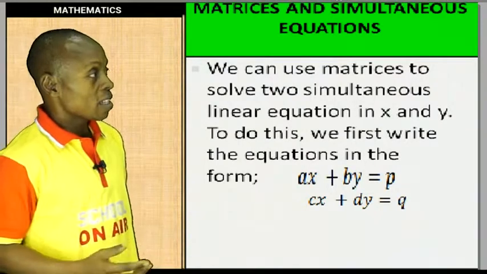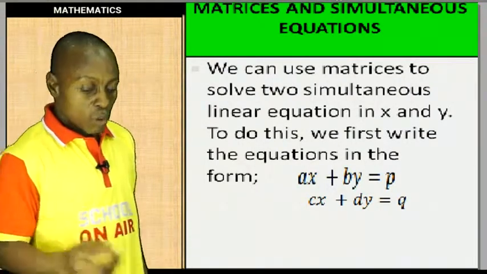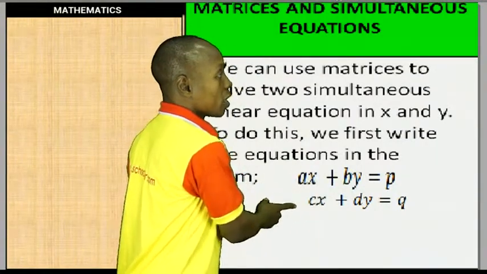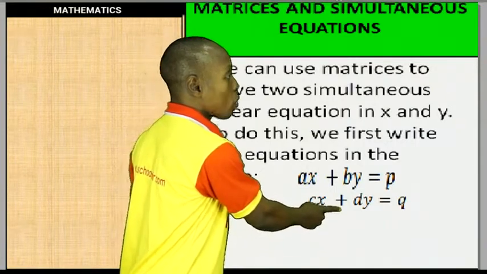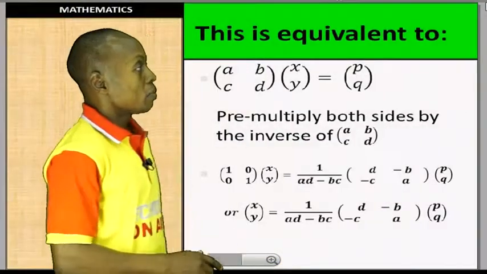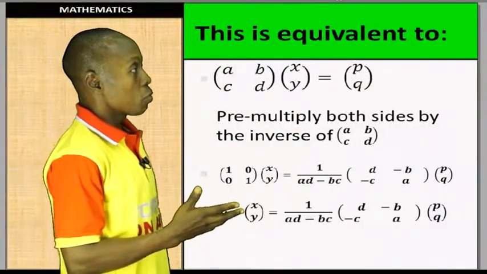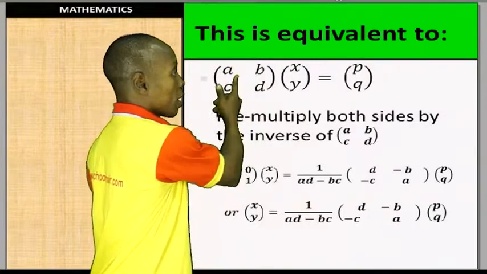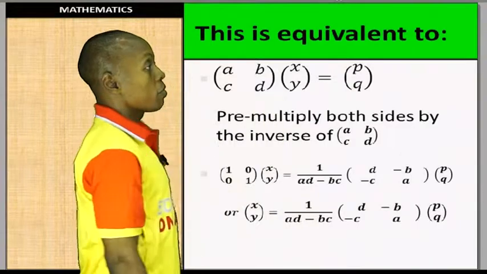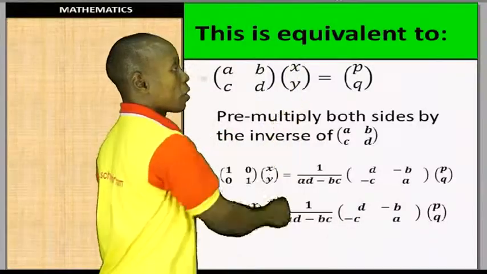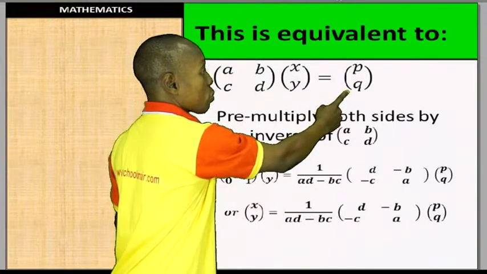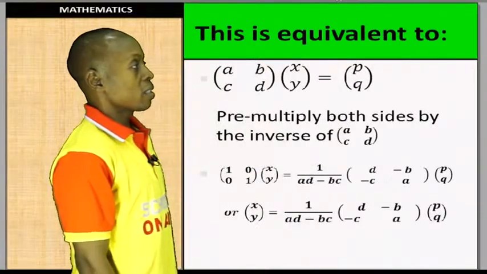To do this, look at the illustration on the board. You have ax plus by equals p, then cx plus dy equals q. This is equivalent to the matrix a, b, then c, d, multiplied by the variables you are looking for, x and y, which is equal to the values after the equal sign, p and q in brackets.